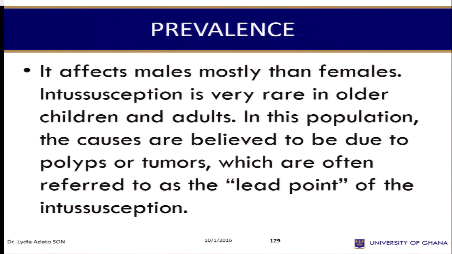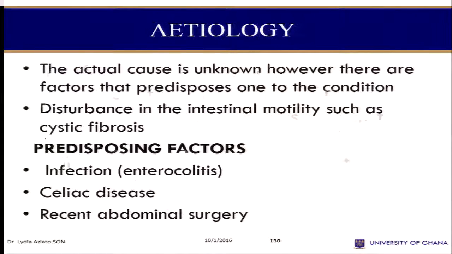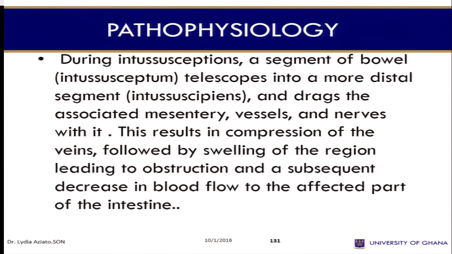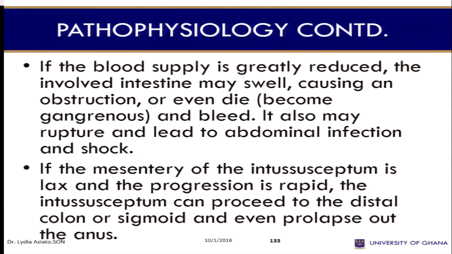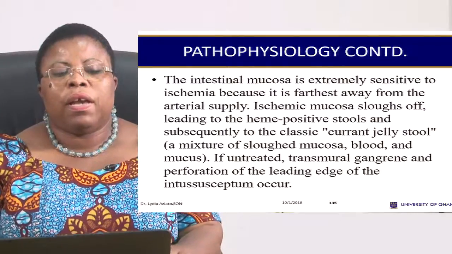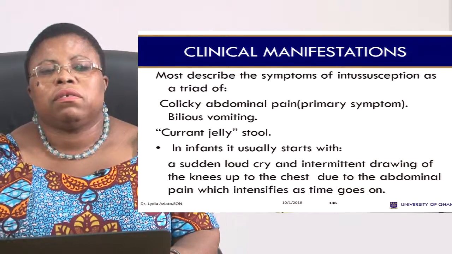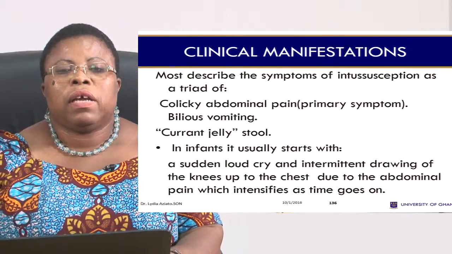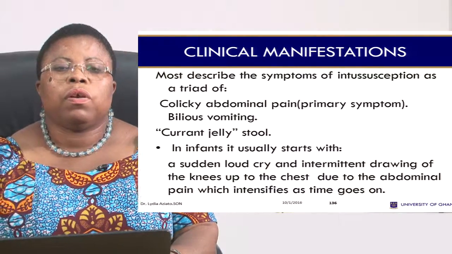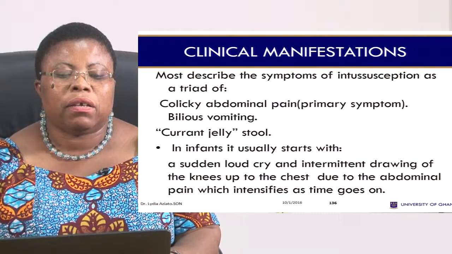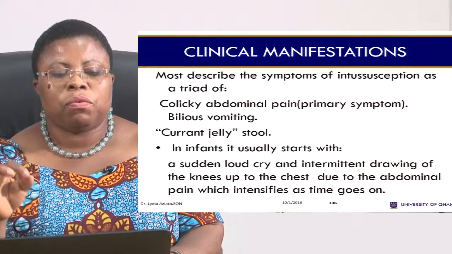So that is intussusception, and it can occur in children as well as the elderly. Some of the predisposing factors can be infection or celiac disease, as well as recent abdominal surgery. And when it occurs, the patient has severe, colicky abdominal pain, and then the stool is currant jelly like. So those are the two things.